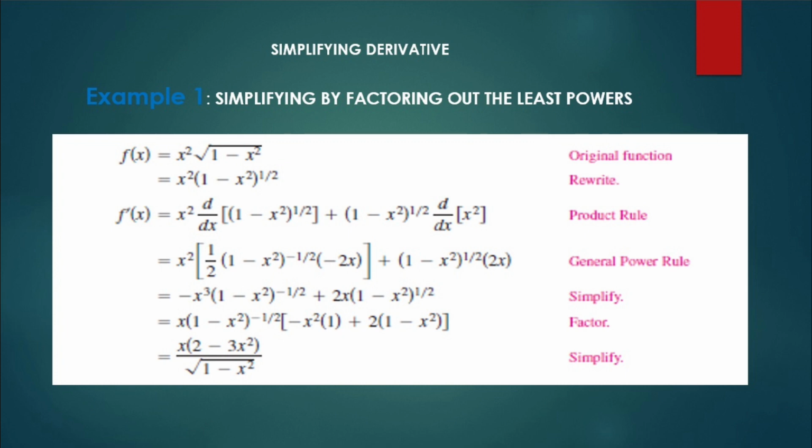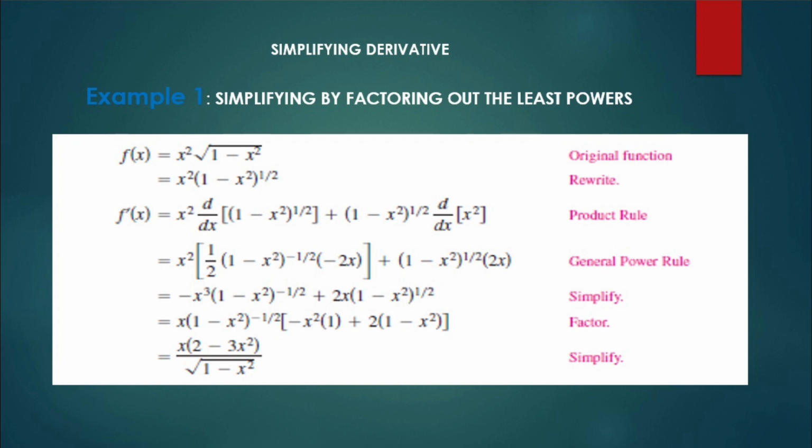So we rewrite this function as x squared times the quantity 1 minus x squared raised to 1/2. By using the product rule, we have to get the f prime first, which is equal to x squared times the derivative of the quantity 1 minus x squared raised to 1/2, plus the quantity 1 minus x squared raised to 1/2 times the derivative of x squared.